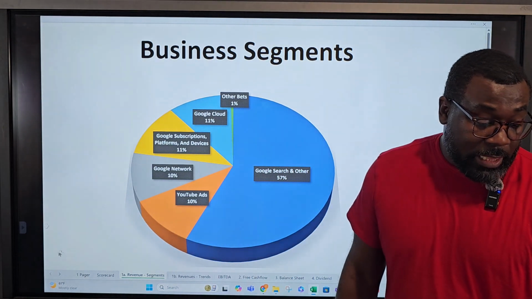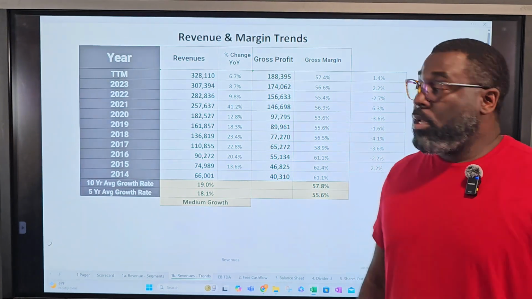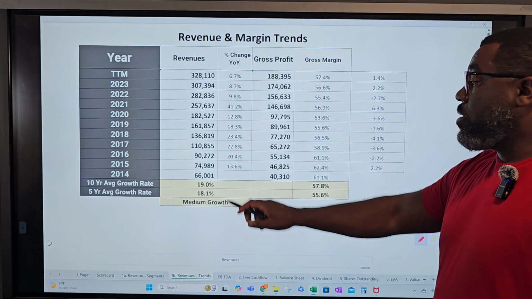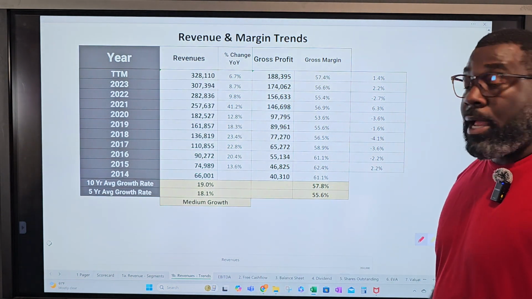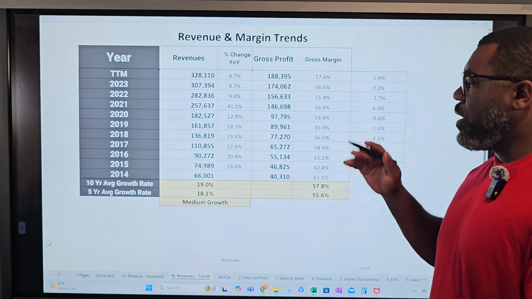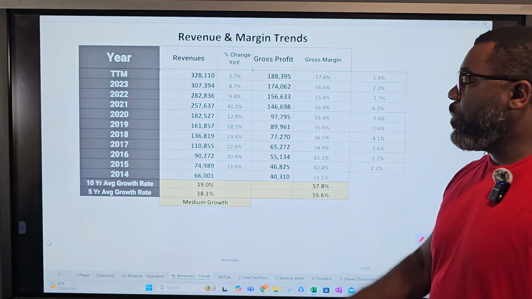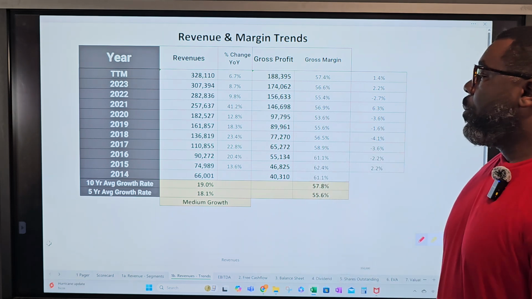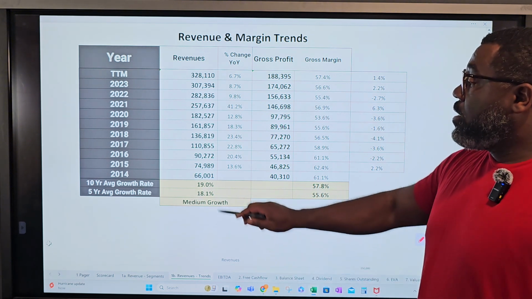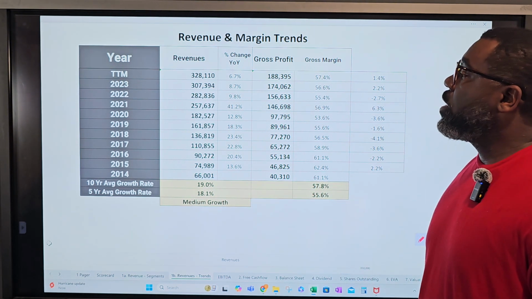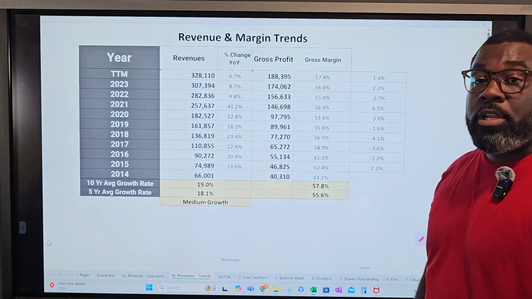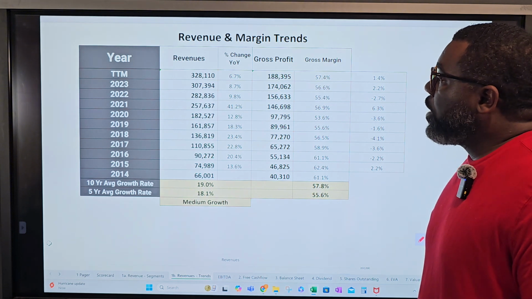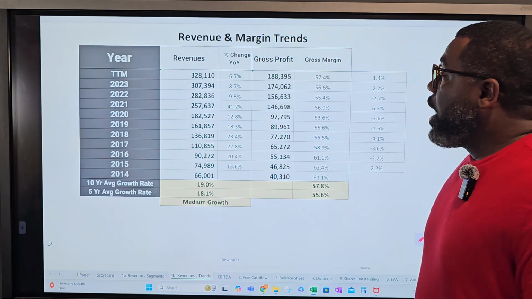Looking at the revenue trends over the past 10 years, we see pretty amazing growth: a 19% annual growth rate. Anything under 20 I consider medium, and once you hit 20, I consider that high growth. Many people may consider 19% high growth, especially given the stage of this business. Revenue started at 66 billion in 2014 and went all the way up to 307 billion for fiscal year 2023. Over the last 12 months it's $328 billion, and they look to be growing at about 6.7% so far this year.